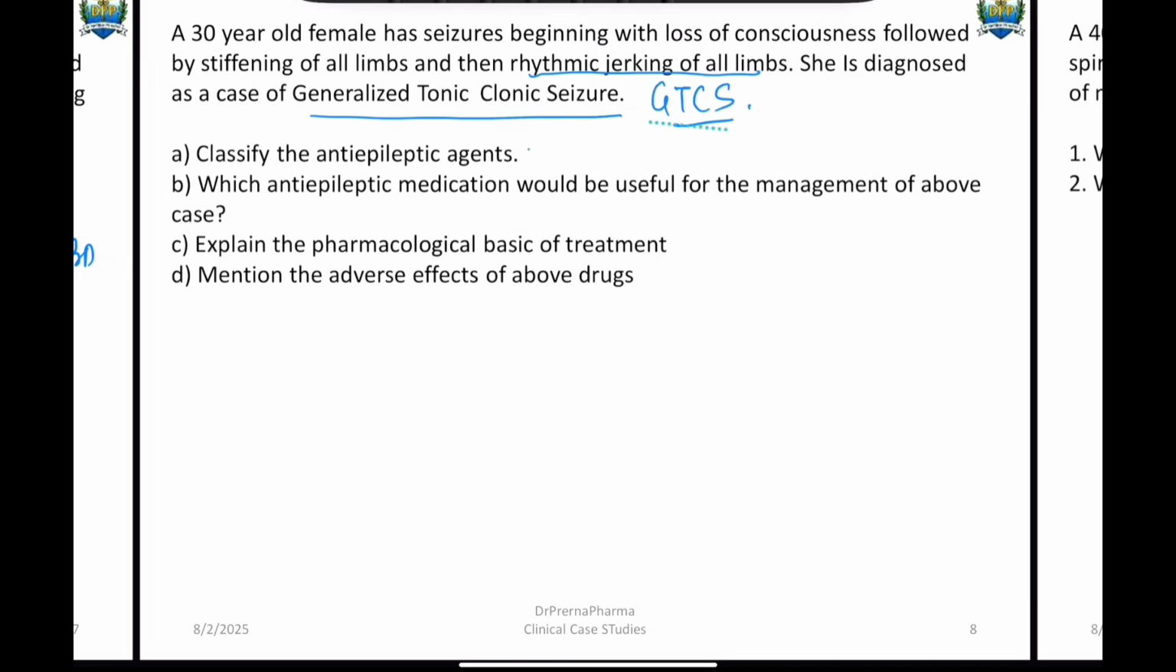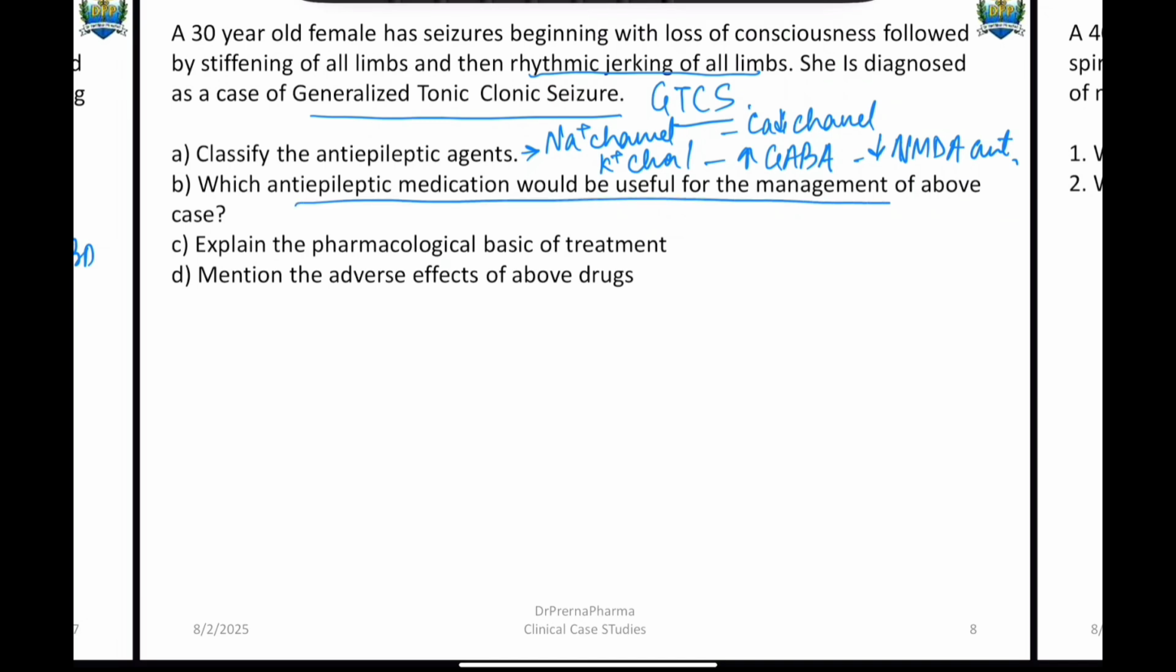So classification of anti-epileptic drugs is now huge. So we start with drugs which cause sodium channel blockers. Then we have drugs which cause potassium channel openers. Then we have drugs which reduce or block the calcium channels. Then drugs which increase the GABA, and drugs which decrease the excitatory, like NMDA antagonists. So in this way you have to classify the drugs.